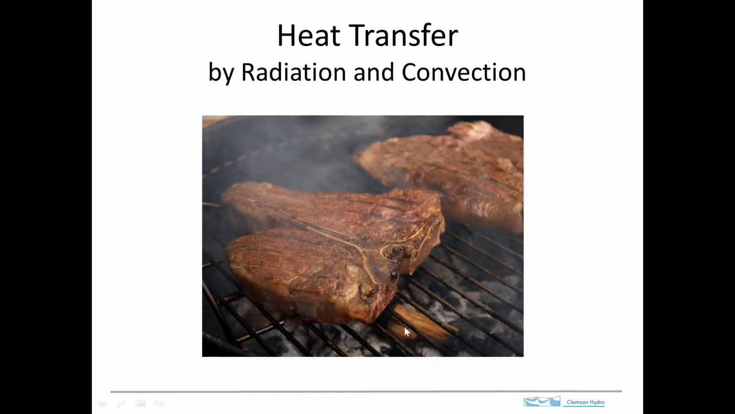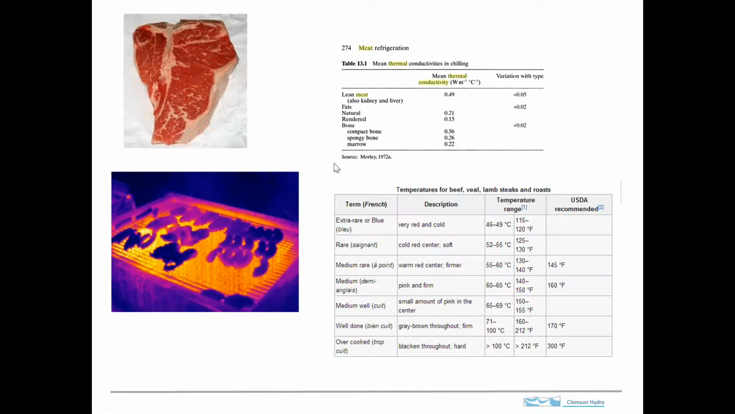We've got radiation coming from these coals. We also have hot air rising up from the coals and transferring the heat by convection. On the top of the meat, we have heat being radiated out from the hot surface here, and we also have convection air flowing across the surface and removing heat that way. So we want to include those in the model, and before we set it up, we should take a look at some of the criteria.